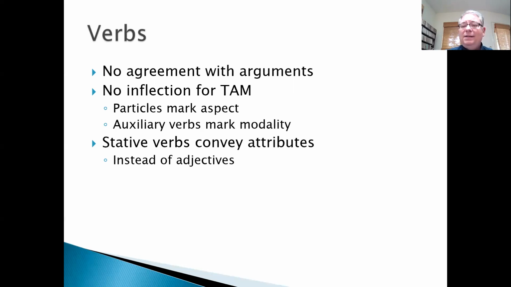Because again, Khatso is this morphologically isolating type of language, verbs do not change. They do not agree with any of the arguments. They do not inflect for tense, aspect, or modality. In fact, the language does not mark tense at all. There are separate particles that mark aspect, and auxiliary verbs will mark modality. And like the other Ngui languages, and like all the Chinese languages, there is not a separate category of adjectives in Khatso. Instead, stative verbs do that work of conveying attributes or descriptors.